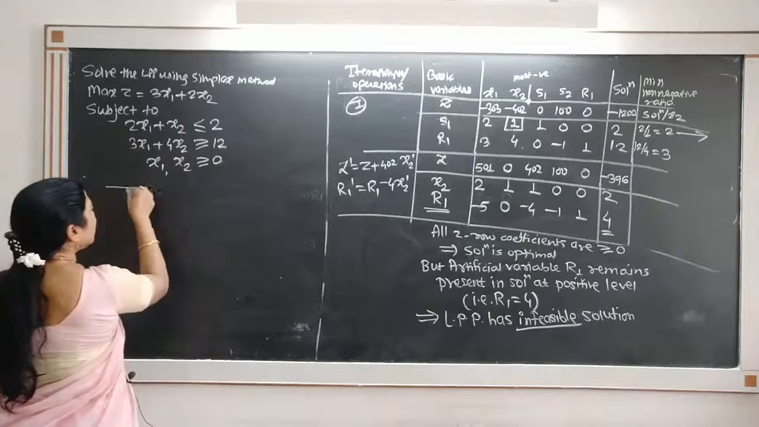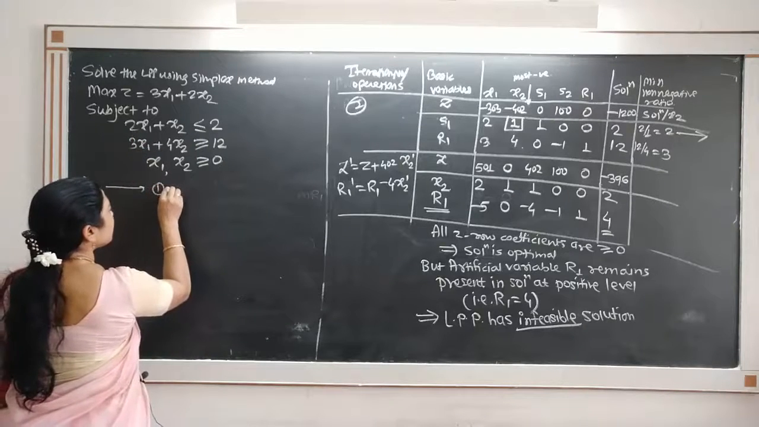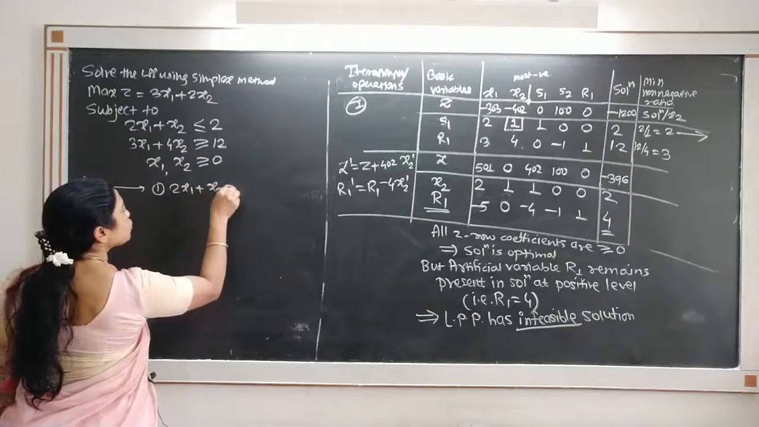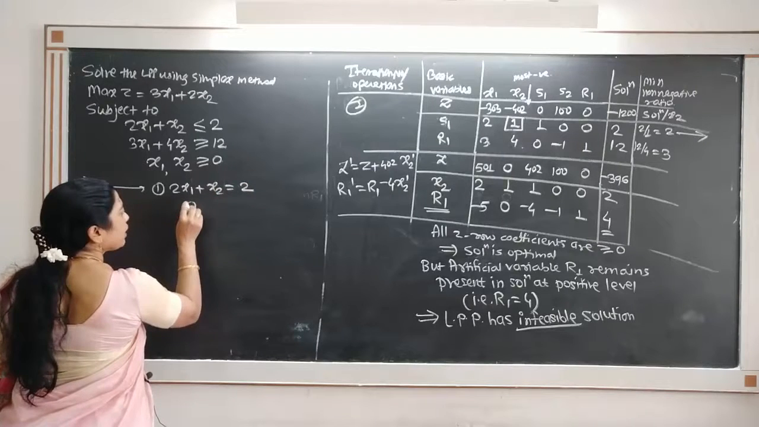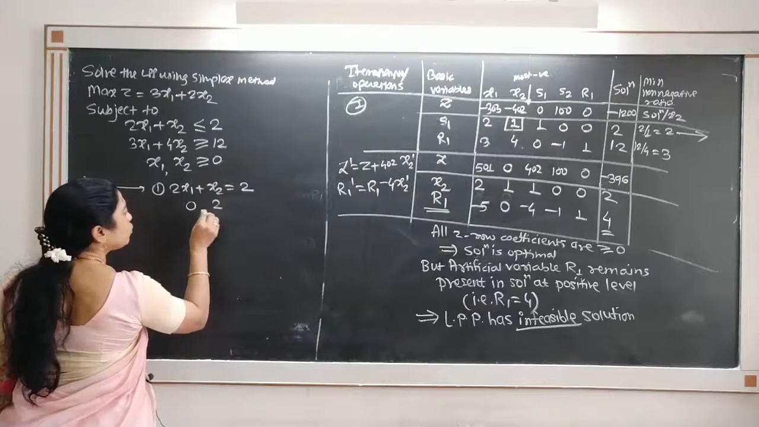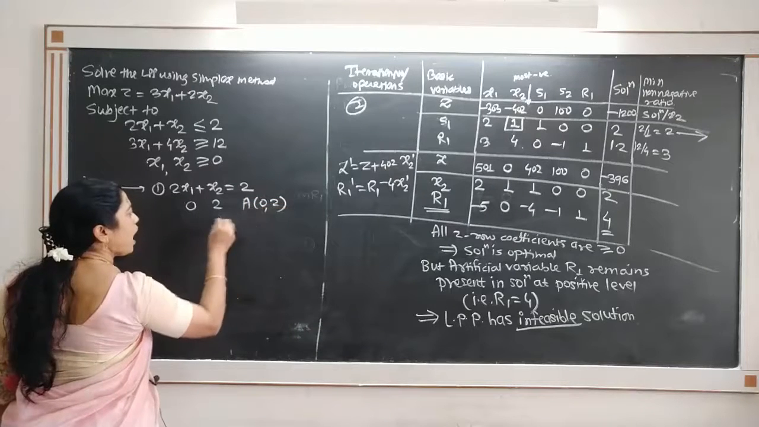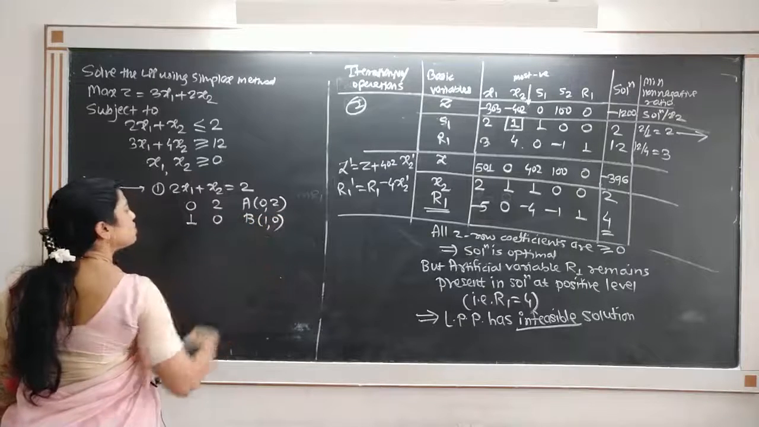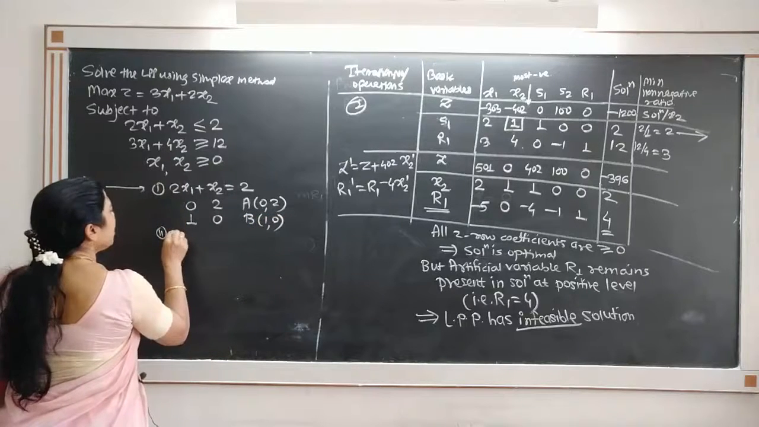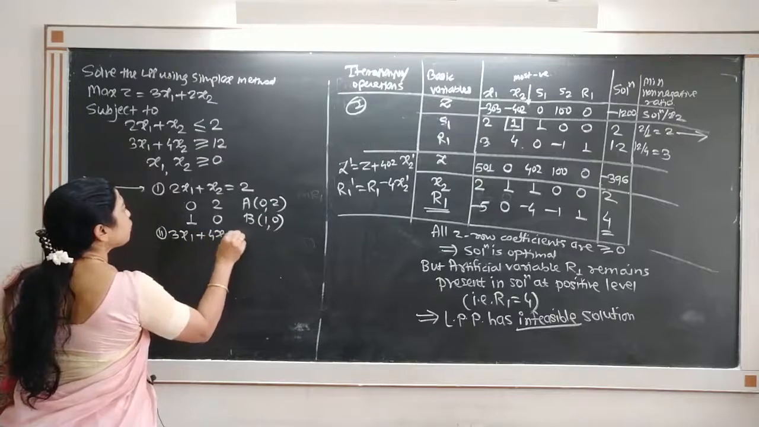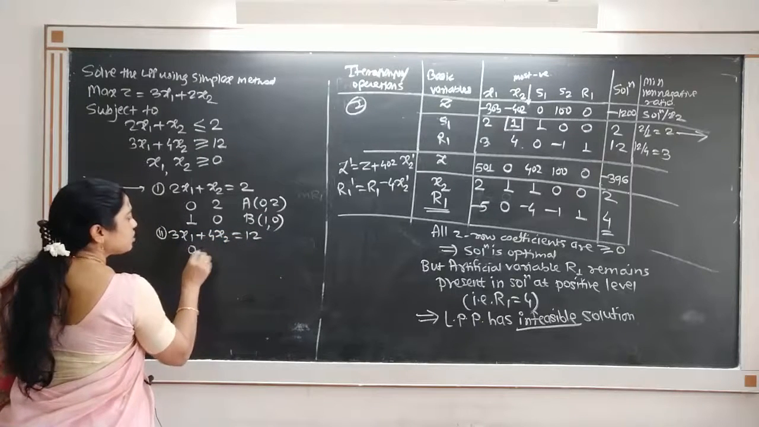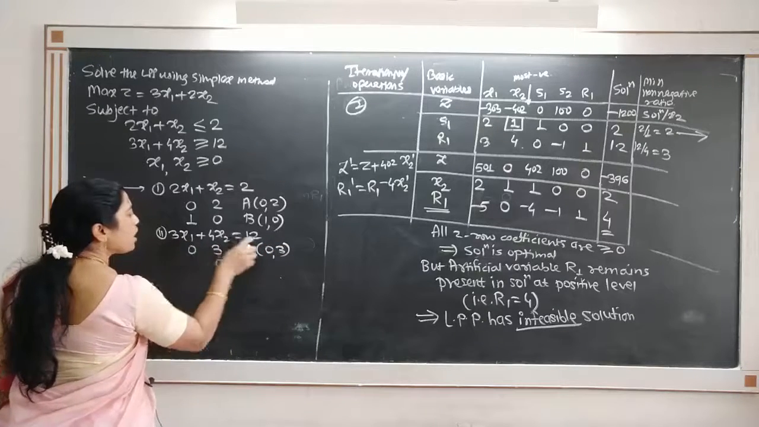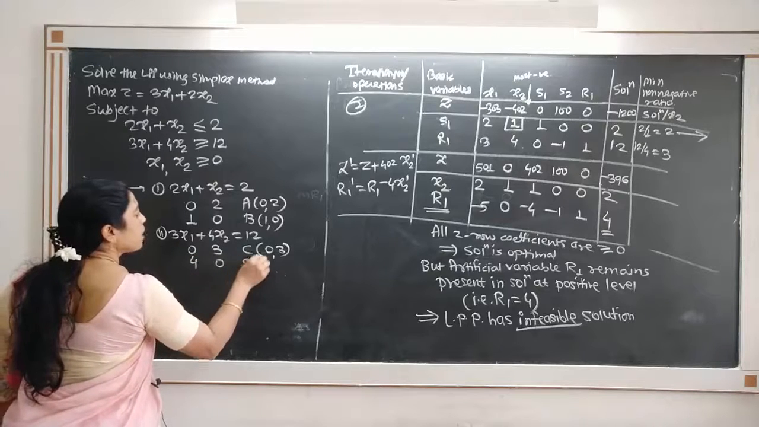Observe, see here, if you solve this by graphical method, for your first constraint, we write down equality as 2x1 plus x2 is equal to 2. We take the point when x1 is equal to 0, we have x2 is equal to 2. The first point becomes 0, 2. And when we put x2 is equal to 0, x1 becomes 1. So the second point becomes 1, 0. For the second constraint, equality becomes 3x1 plus 4x2 equal to 12. When x1 is 0, x2 is 3. So C point becomes 0, 3. And when x2 is 0, 3x1 is equal to 12. D point becomes 4, 0.